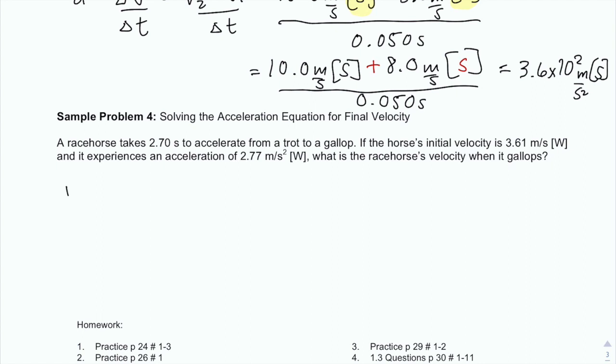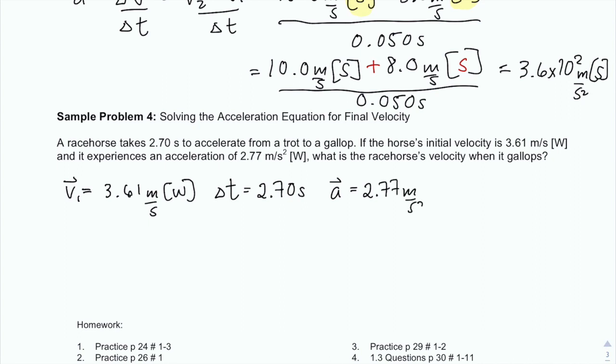So we are given an initial velocity of 3.61 meters per second west, an elapsed time of 2.70 seconds, an acceleration of 2.77 meters per second squared west, and we want to know what v2 is. In fact, this is a very common question in physics. Determine the final velocity of an object after a certain set of conditions.